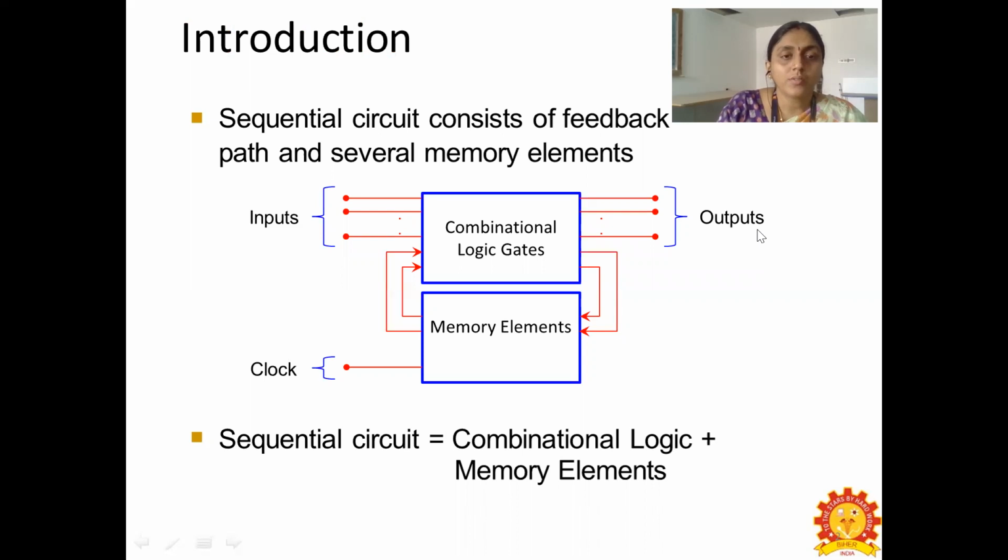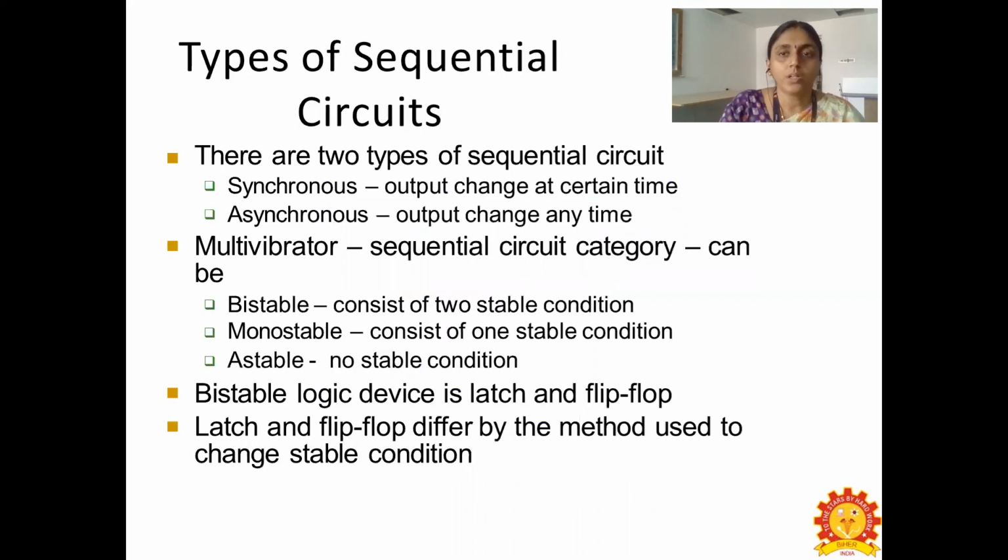Here we send the inputs and get the outputs, along with analyzing the data stored in the memory element. We also have clock pulses here which can be embedded in each and every phase. There are two types of sequential circuit. The first is the synchronous circuit, where the output changes at certain times, and the asynchronous circuit, where the output changes anytime.